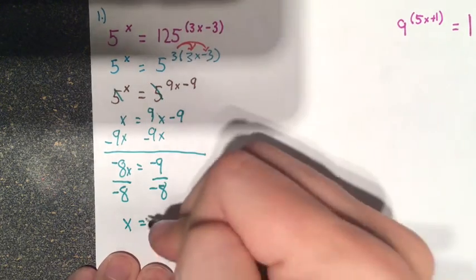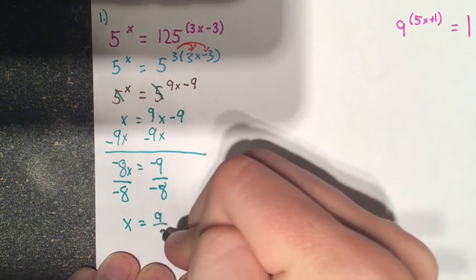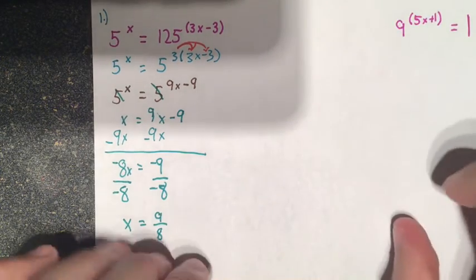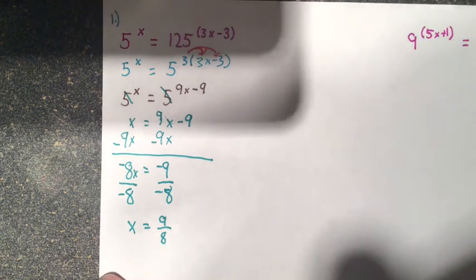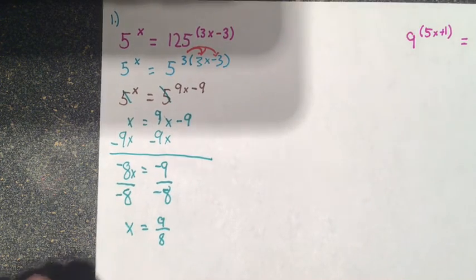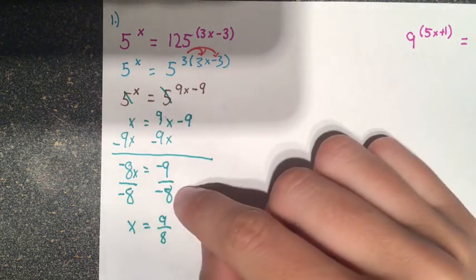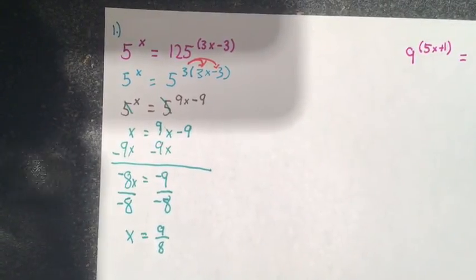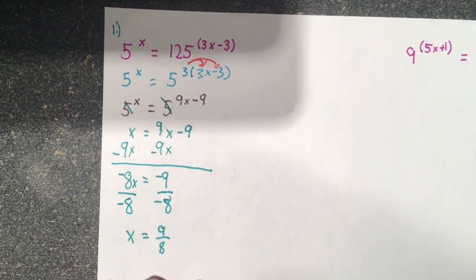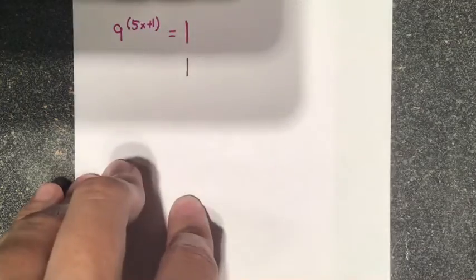I'm going to be left with x is equal to 9 over 8. And we know that this is going to turn into a positive 9 over 8 because we have a negative divided by a negative, which is going to give me a positive. Very good. That was number 1. Let's take a look at number 2 now. I'm going to fold my paper.